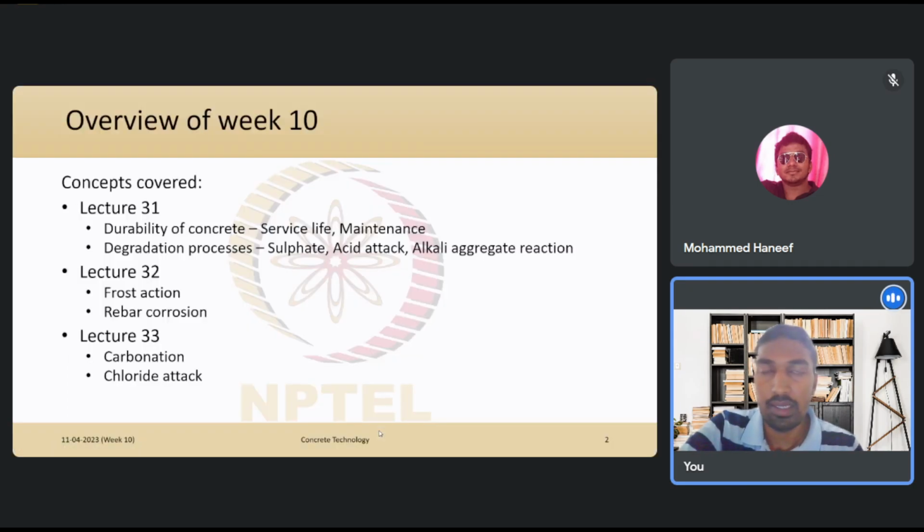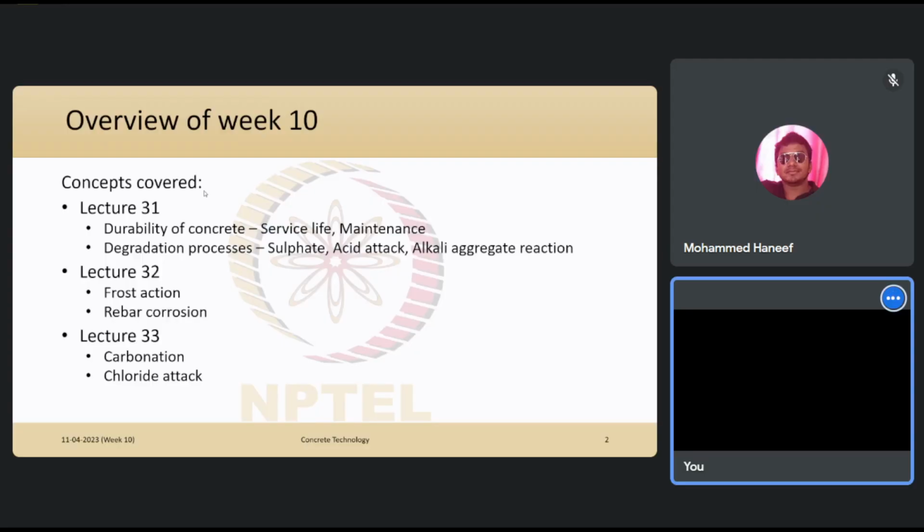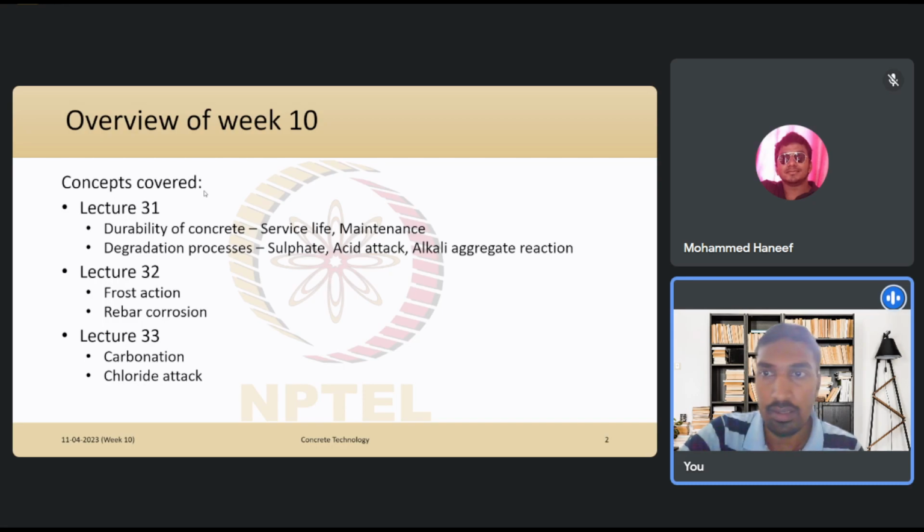Okay, let's start with an overview of the concepts that were covered in week 10. Week 10 was about the durability of concrete and the different degradation processes that affect durability. There were three lectures. In the first lecture, lecture 31, we were introduced to the concept of durability. We looked at the definition.